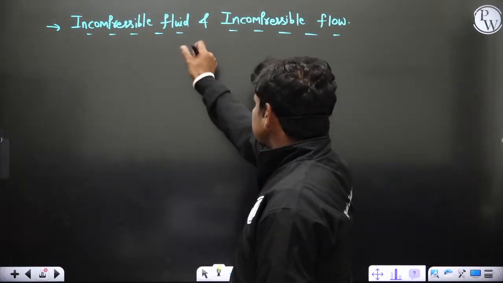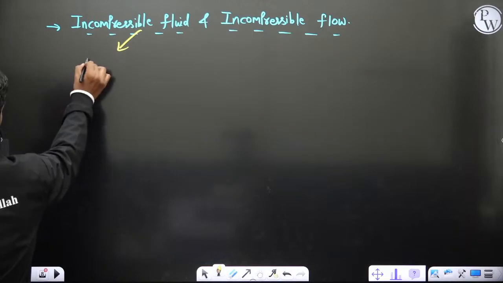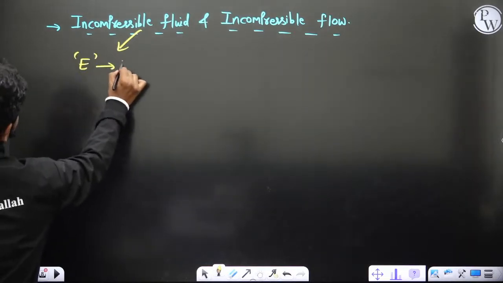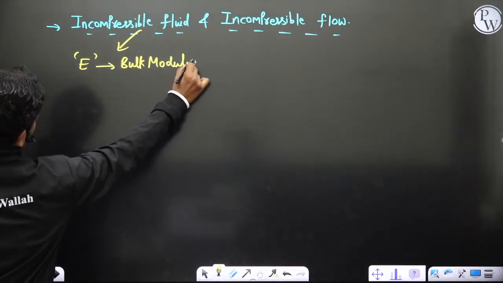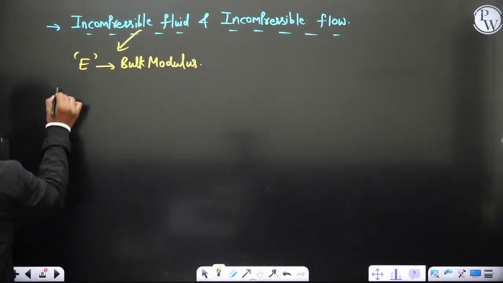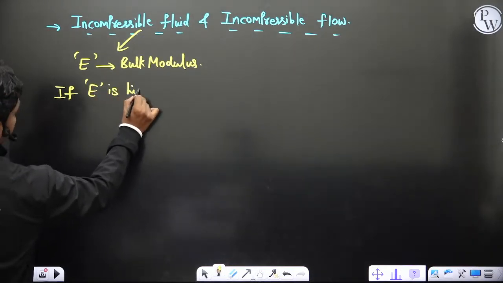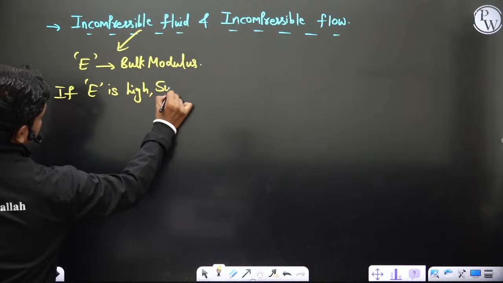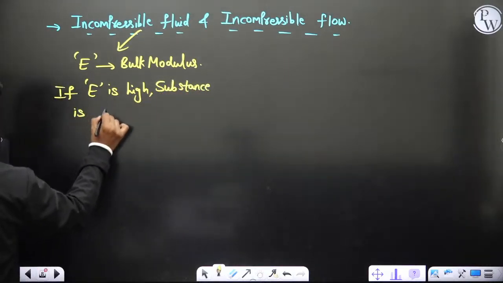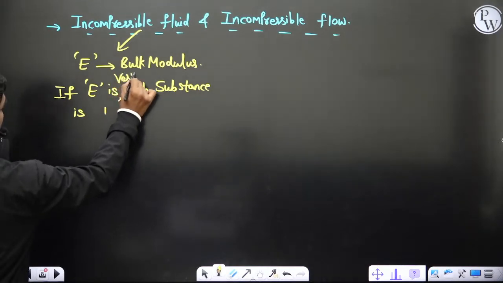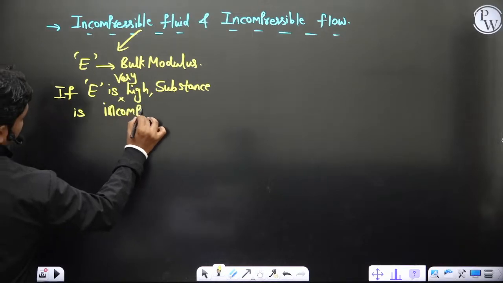See here, this is incompressible fluid. Just now we have seen, to identify whether a fluid is incompressible or not, we focus on bulk modulus. Okay, so this is bulk modulus. You know, generally we declare if E is high, then obviously the substance is incompressible. Very high. This word is important sometimes. Incompressible actually.